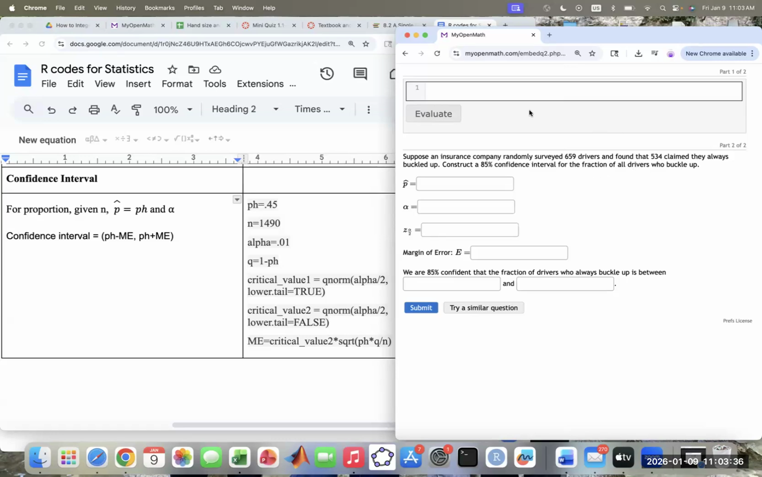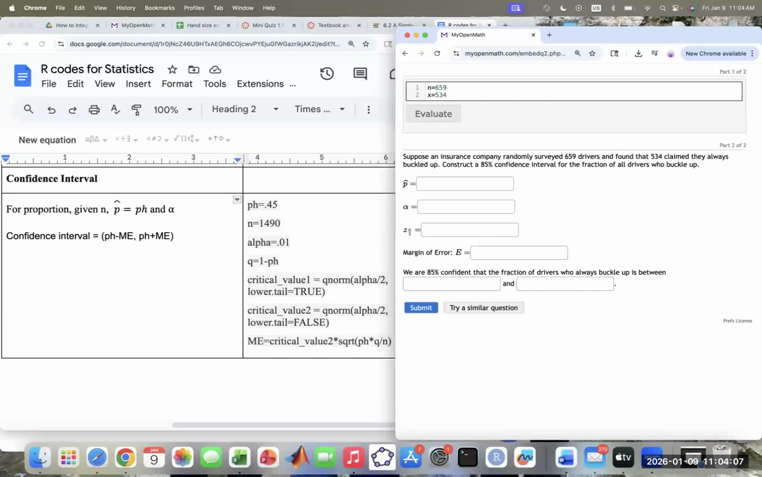So that's what we're going to do, we're going to enter it here. I have the p hat right here, which means sample proportion. In this case, they give us how many drivers, so that would be my n, equal to 659. And then I have the x as how many people buckle up, so that would be equal to 534.